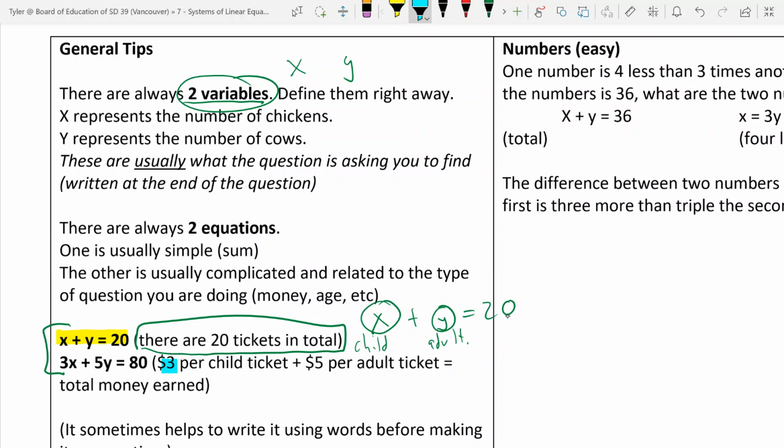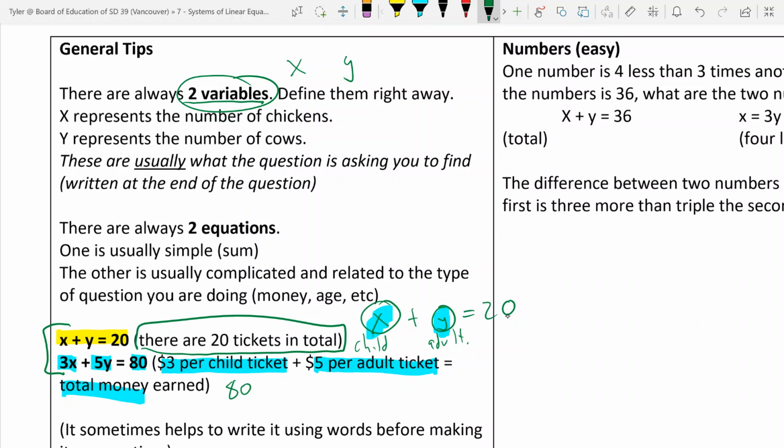The second clue it gives me is that the child tickets cost $3 and the adult tickets cost $5. So I'm going to say, okay, if I have 3 times the number of child tickets I had, X, plus 5 times the number of adult tickets I have, that's going to give me the total money, which in the question it told me was $80. Usually they'll give you the total, something like that.